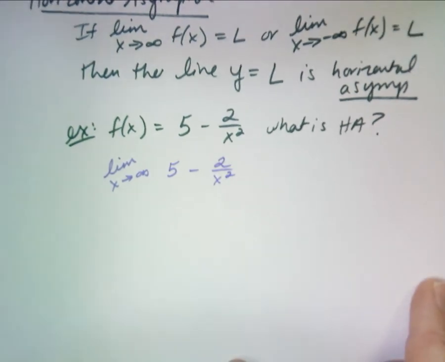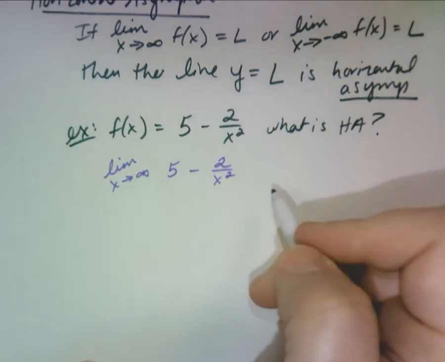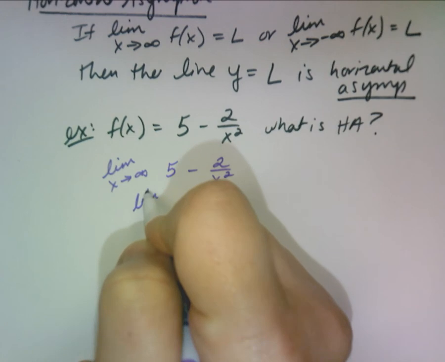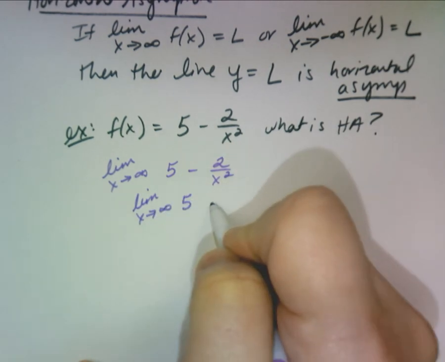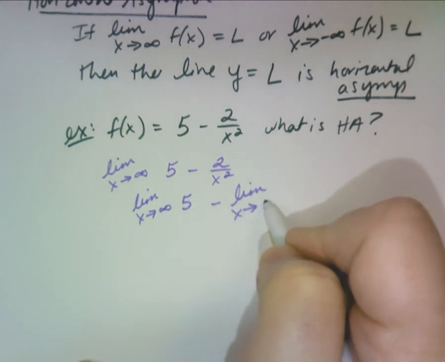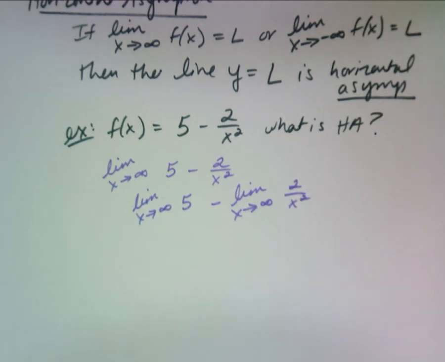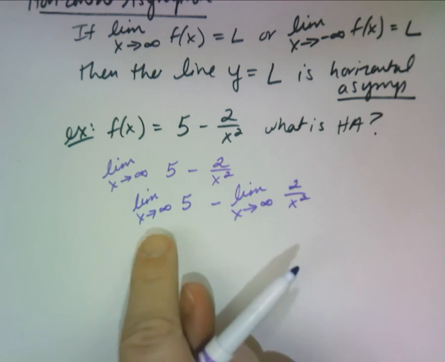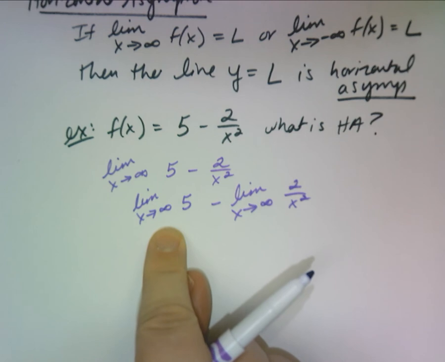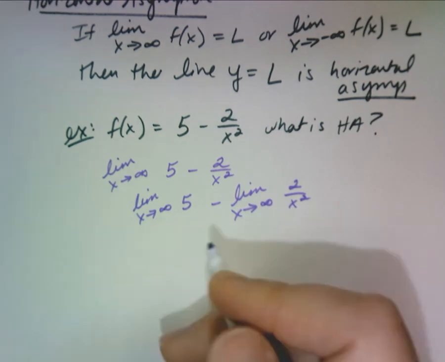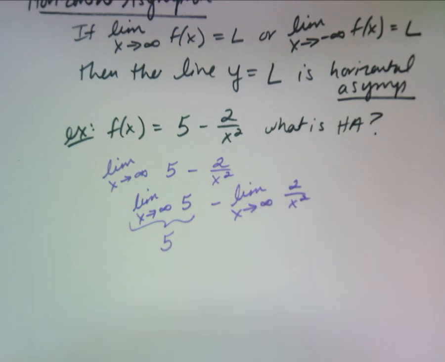If you recall limits, you are allowed to separate limits. You're allowed to go the limit as x goes to infinity of 5 minus the limit as x goes to infinity of 2 over x squared. What is the limit as x goes to infinity of 5? 5. Not derivatives, limits. The limit of a constant is the constant.